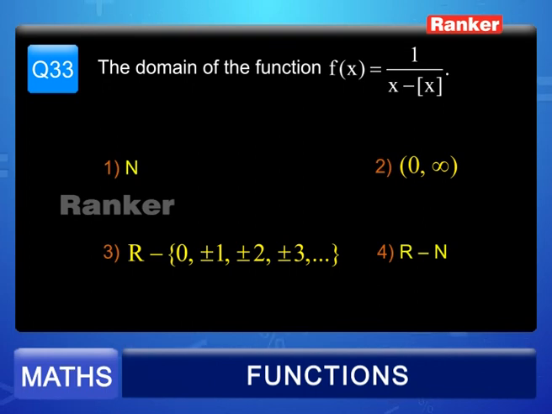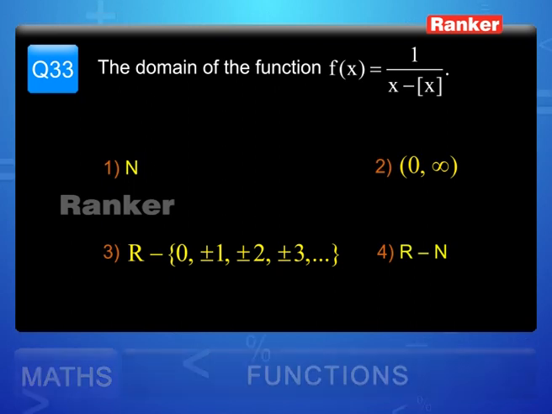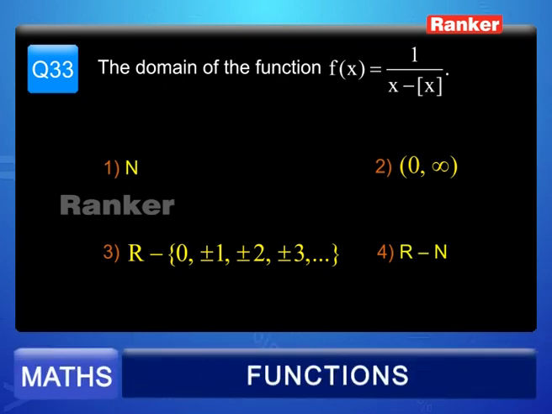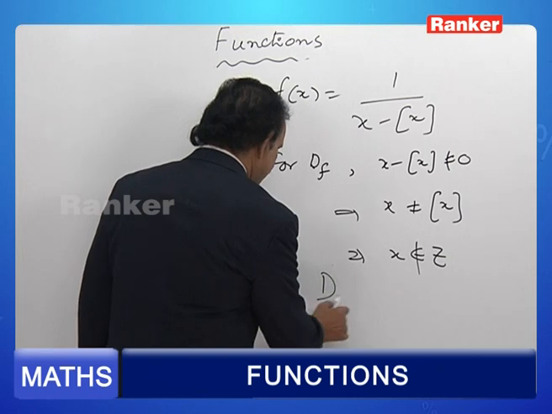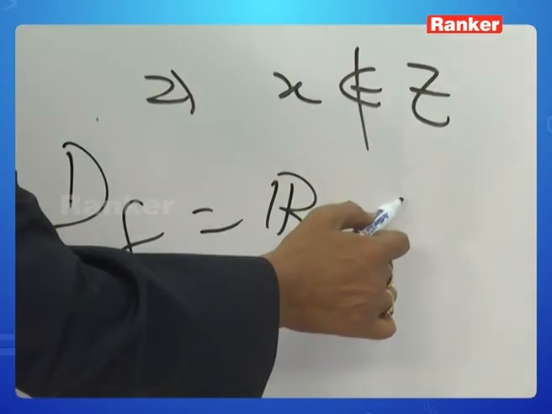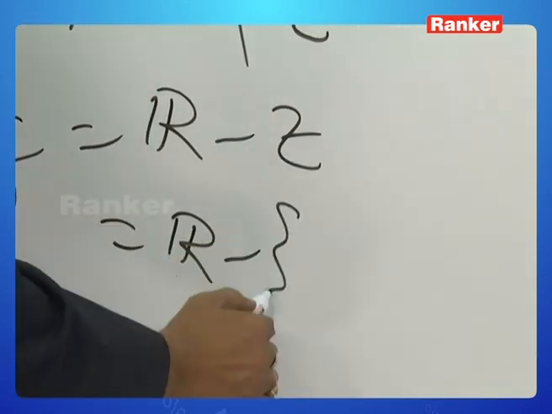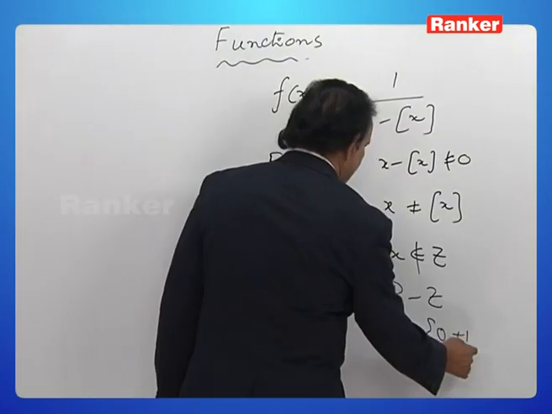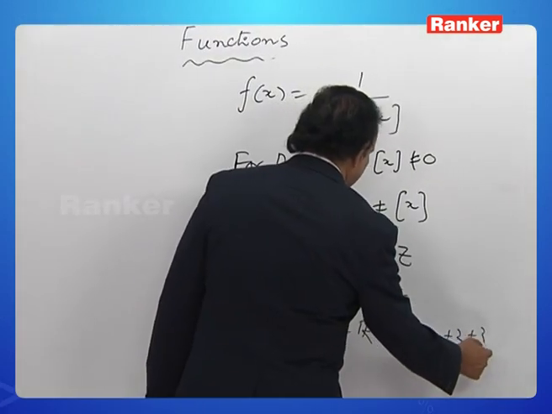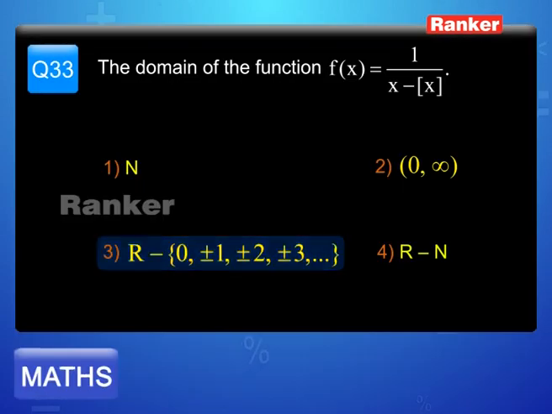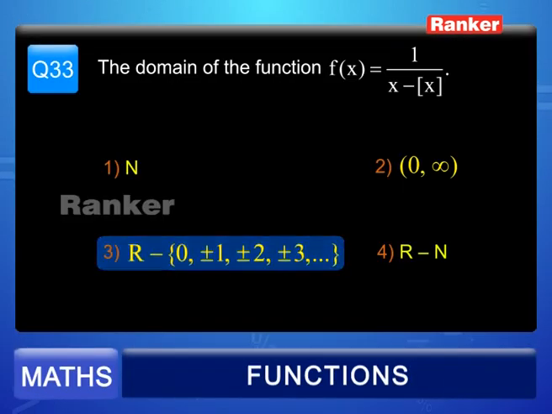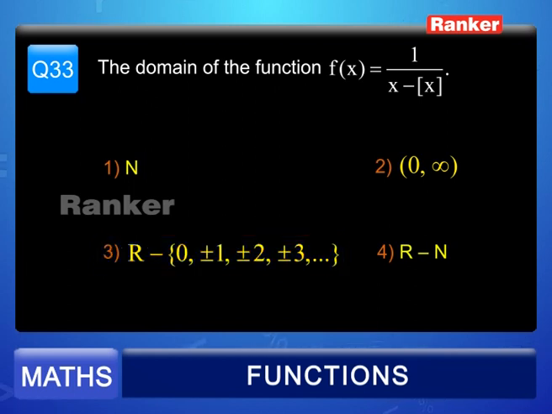You observe the third option. First option is N. Not the case. Second option is 0 to infinity. Not that case. Third option is R minus {0, plus or minus 1, plus or minus 2, plus or minus 3, etc.} And the last option is R minus N. Here we write domain of f as R minus Z, that is, the set of integers. This can also be written as R minus {0, plus or minus 1, plus or minus 2, plus or minus 3, etc.}, and this can be observed in the third option. What is the right option? Third option is the right option.